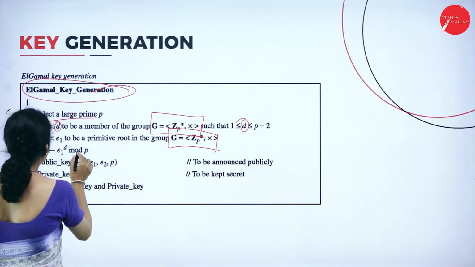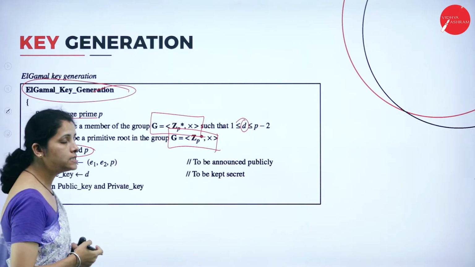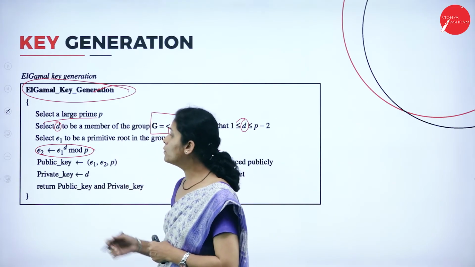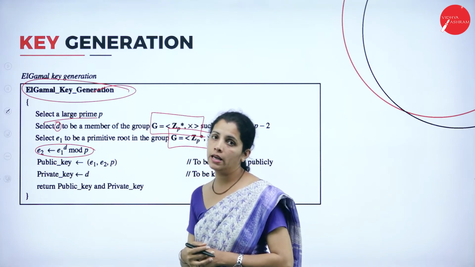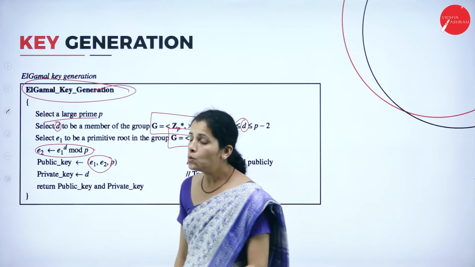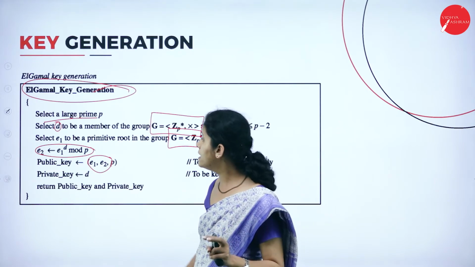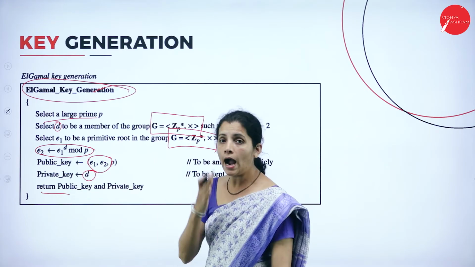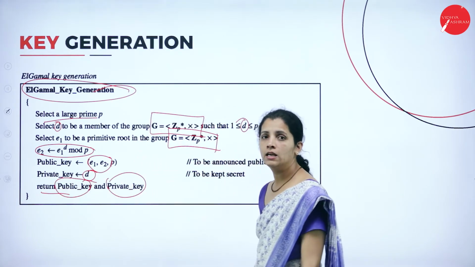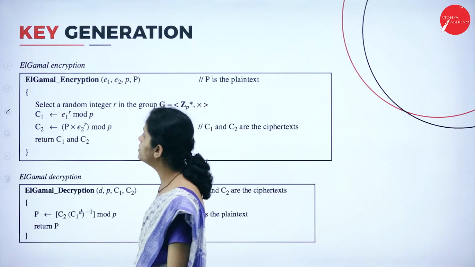Now, dear student, I want to find out E2. So what's the formula used to find E2? That is E1 to the power D mod P. And I'm going to get the public keys E1, E2 and P. So, dear student, please remember that only the ELGAMAL crypto system makes use of two public keys and one private key. And this algorithm is going to return the public key as well as the private key. Moving further, I'm going to have the encryption algorithm as well as the decryption algorithm.